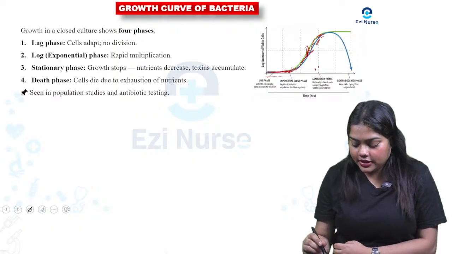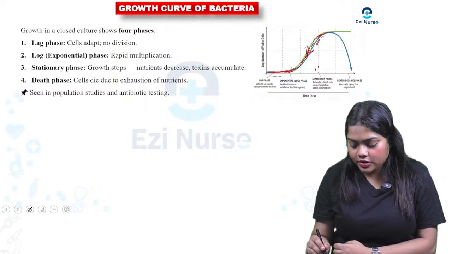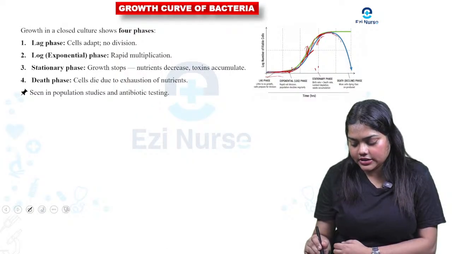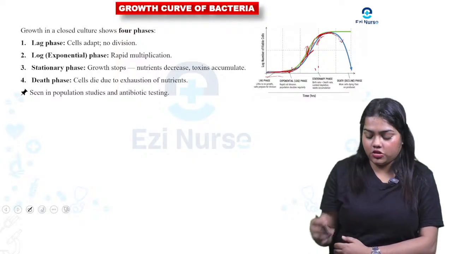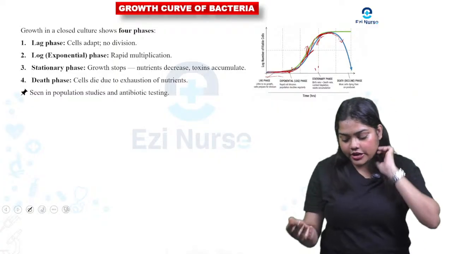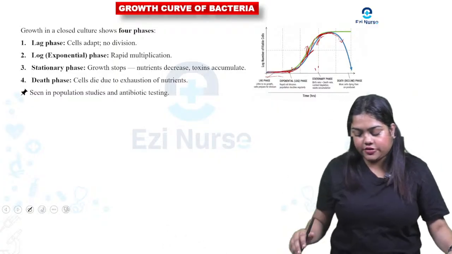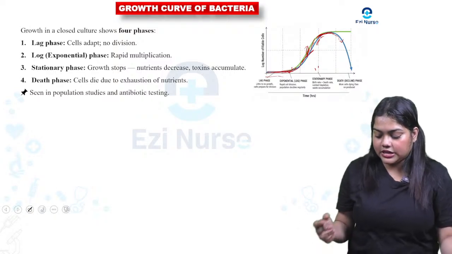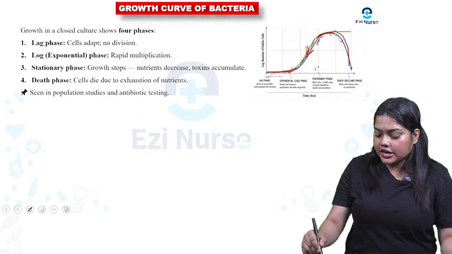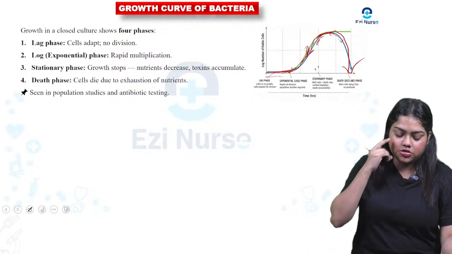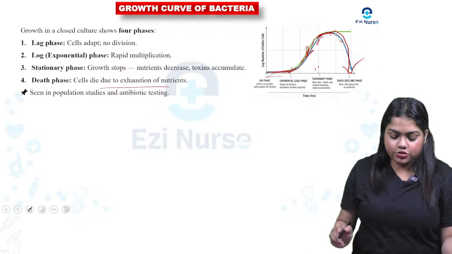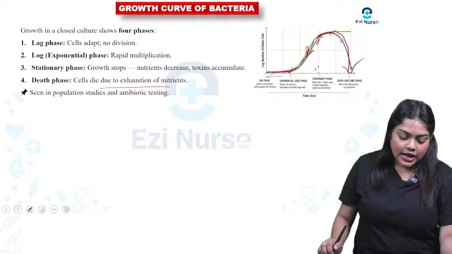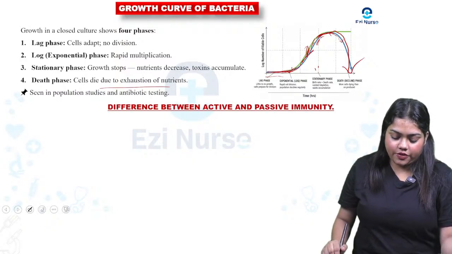Then in the stationary phase, what will happen? The growth will stop, the death rate will increase and nutrient depletion will start, which is called the stationary phase. And the last phase, the decline phase, suddenly the number of bacteria will drop, which is called the death phase. Cells die due to exhaustion of nutrients. It is seen in population studies of antibiotic testing.